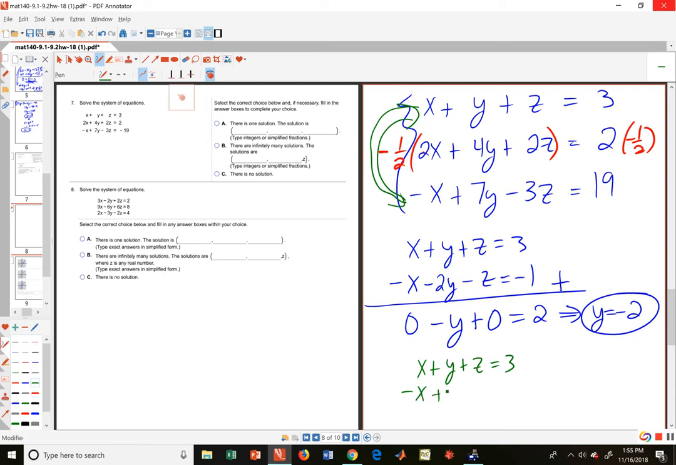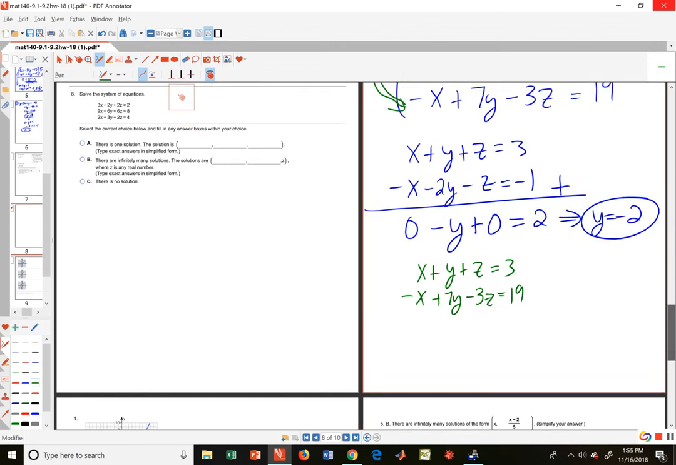We're going to add it to -x plus 7y minus 3z equals 19, and keep in mind we know what y is already. Okay, so when we add, we get 0, we get 8y, we get minus 2z equals 22. All right, but we're not in isolation here. We already know what y is.